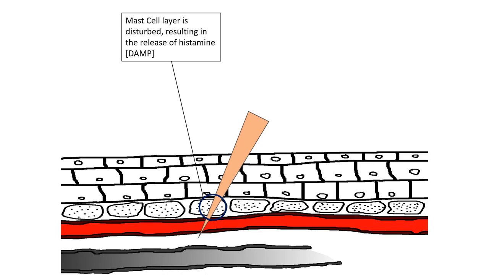These mast cells released histamine, which is a type of damage-associated molecular pattern. Histamine causes inflammation and vasodilation, which allows for the immune system to respond to the situation. The blood vessel underneath the skin was also penetrated. The two other barriers, chemical and microbiological, were also breached by the cat.